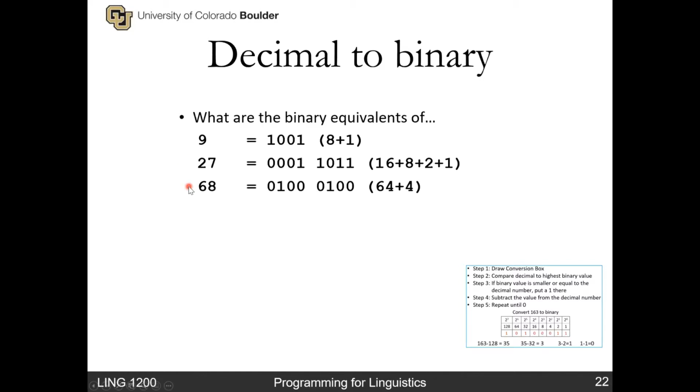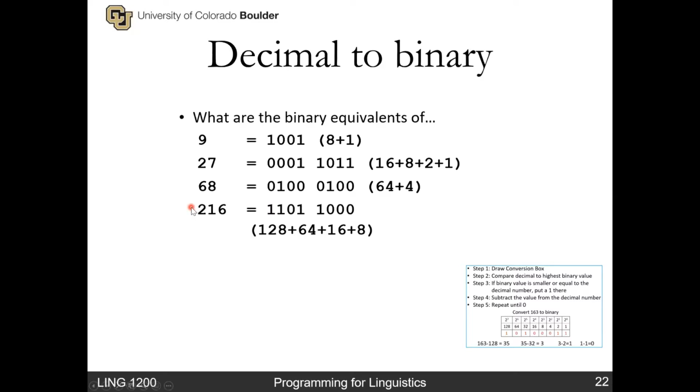68, again in the 4-digit blocks, we will start here with a 1 in the 64th position. 68 minus 64 is 4. So we're going to have a 0 in the 32nd position, a 0 in the 16th position, a 0 in the 8th position, a 1 in the 4th position. And then 4 is what we have left over, and 4 minus 4 is 0, so all the rest are zeros.